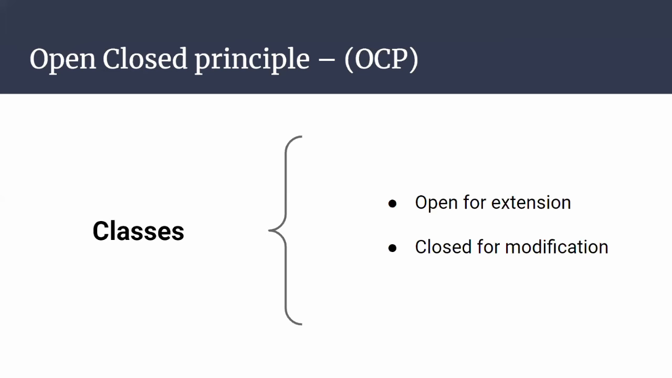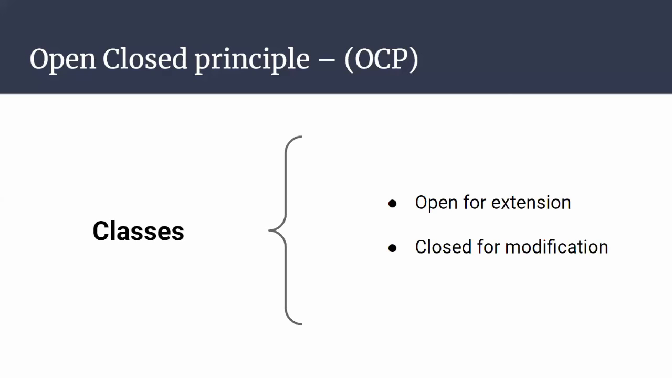Well, let's see now the open-closed principle. This principle states that a class should be open for extension but closed for modification. That means that it should be possible to extend the behavior of a class by adding a new one without changing the existing class that is already working.